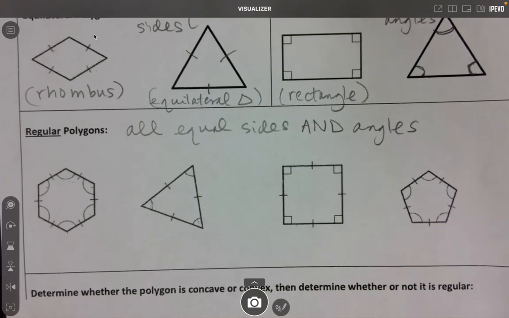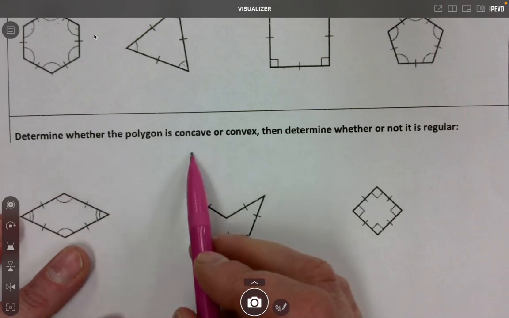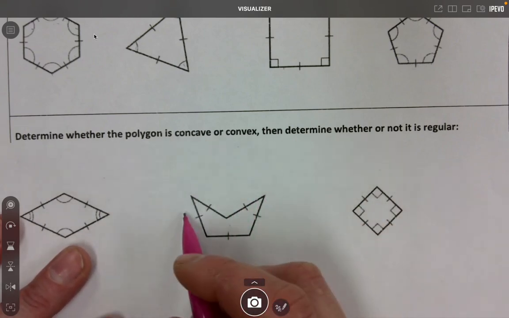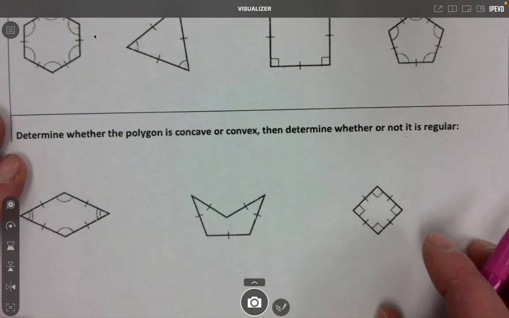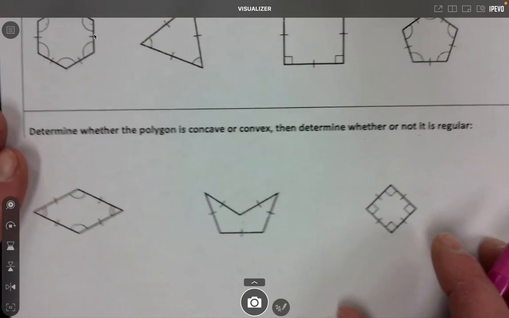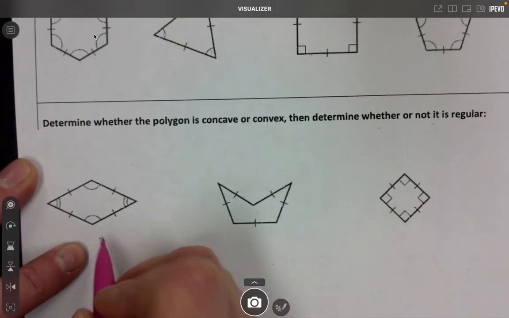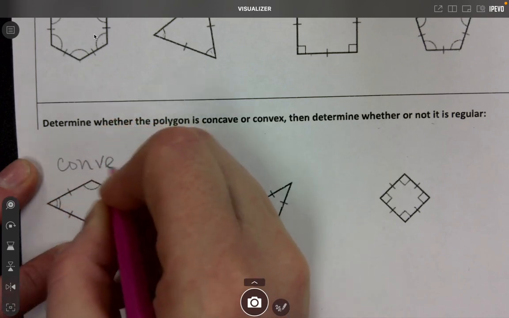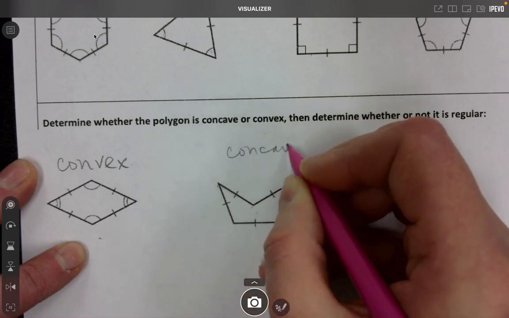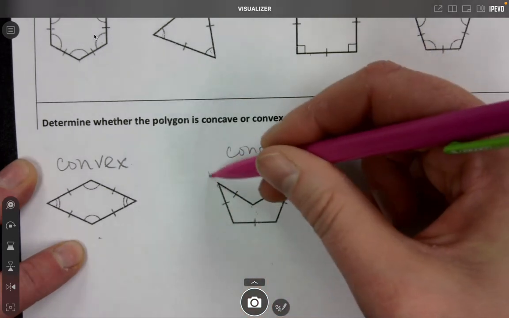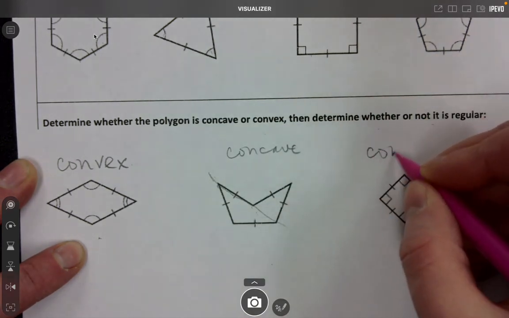Okay, so now we're going to do a little bit further classification. We want to determine whether the polygon is concave or convex. So that's like what we did at the beginning, and then whether or not it is regular. So remember, regular means we have to have equal sides and equal angles. So first, is this convex or concave? So it's definitely convex. Next one is caved in, so we're going to write concave. And again, if I draw a line on this side, it ends up going through my shape. Last one again is going to be convex.